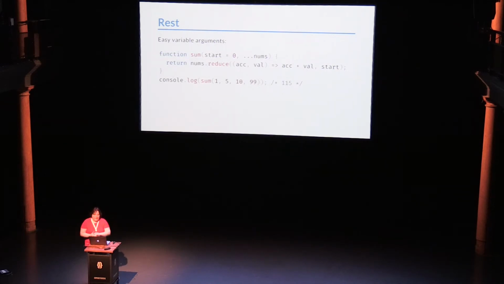But what I also like about it is that it helps self-document the function. So previously, you might have just left it off, or you would have had nums and then iterated over arguments. This is much clearer and cleaner for me to read. I can read it and understand that, yes, this takes multiple arguments.